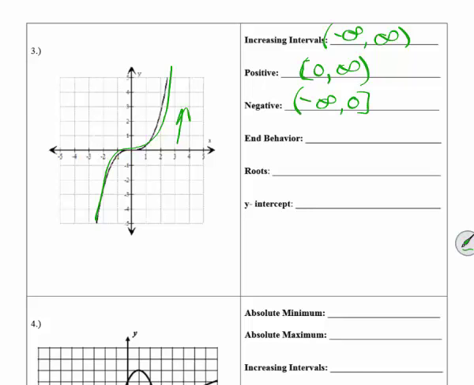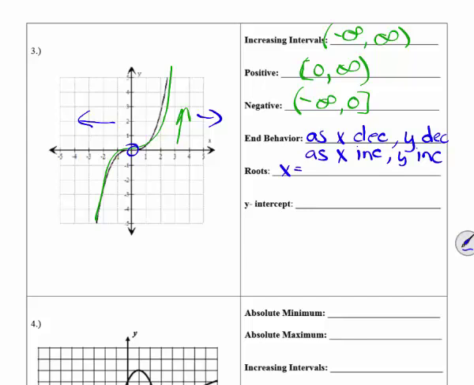End behavior. So end behavior is when we look and go towards the left, towards the right. So as x decreases, y decreases. And as x increases, y increases. Roots is another name for zeros, which is another name for x-intercept. So that's actually right here when x is 0. Y-intercept is also at 0, 0.